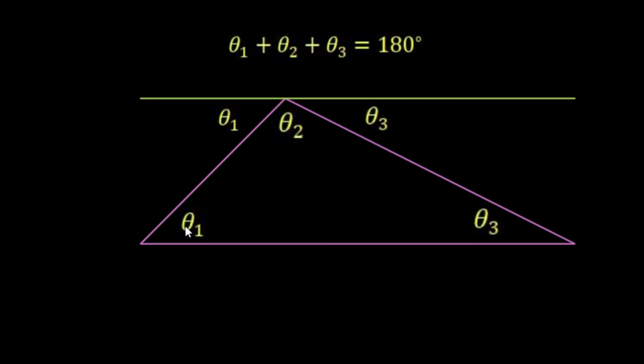So that means that the sum of the angles in the triangle, which is just theta 1, theta 2 and theta 3, must also add up to 180 degrees. So we could write the sum of the three angles of a triangle add up to 180 degrees. So that covers everything we need to know about the basic properties of triangles, which we will need throughout the rest of this course.